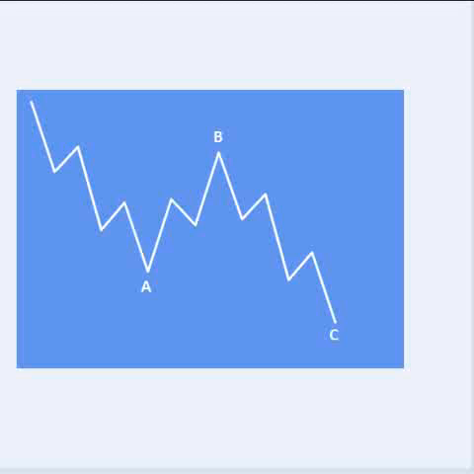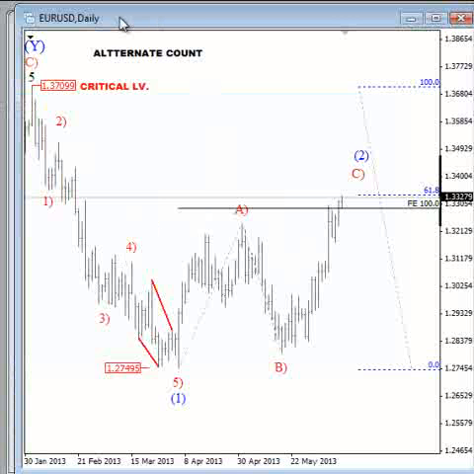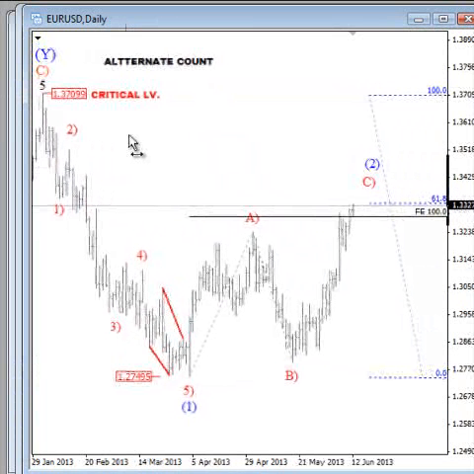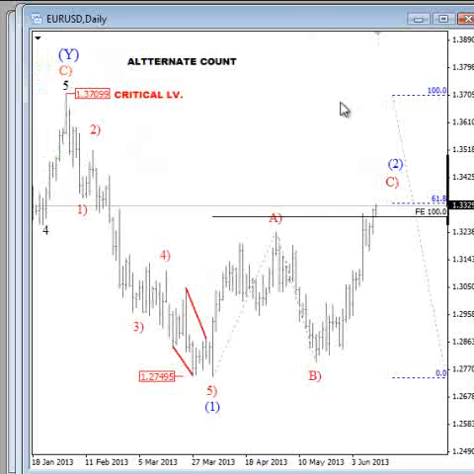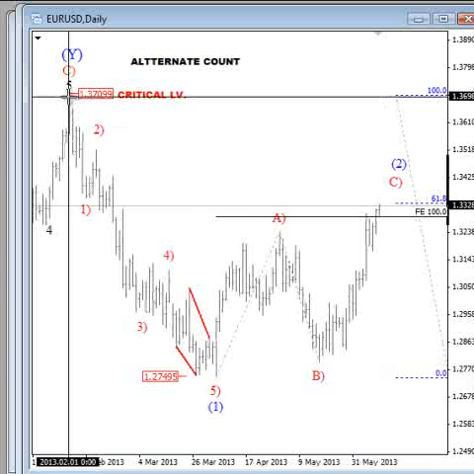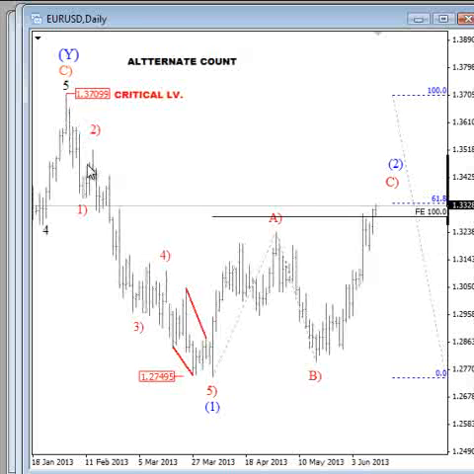So here I have the euro dollar. This is my daily wave count, the daily wave count that we constantly update for clients. Here we can see that from the 2013 highs, which was at the end of January, the market moved very sharply to the downside, and I can see that this decline can be counted in 5 waves.